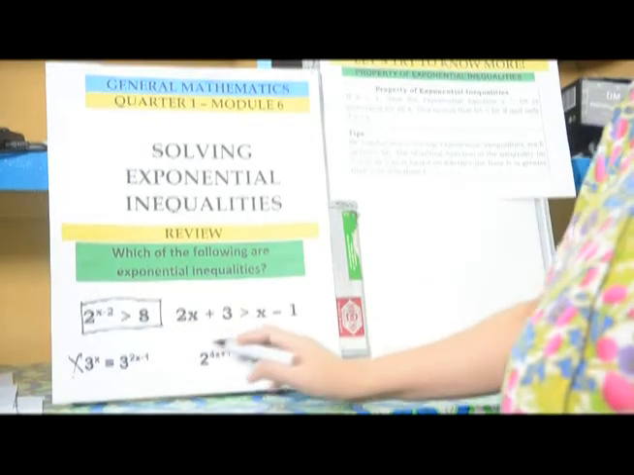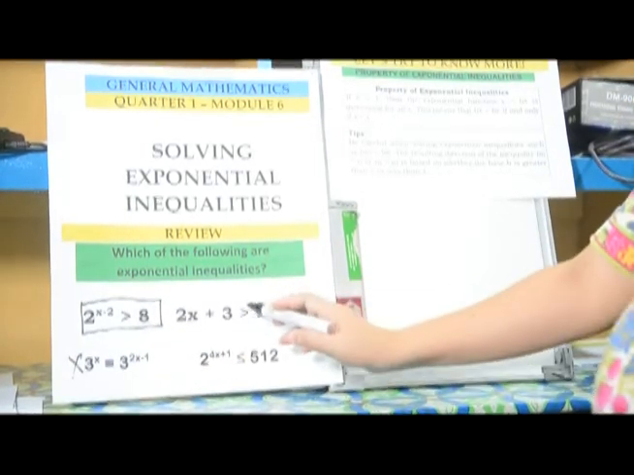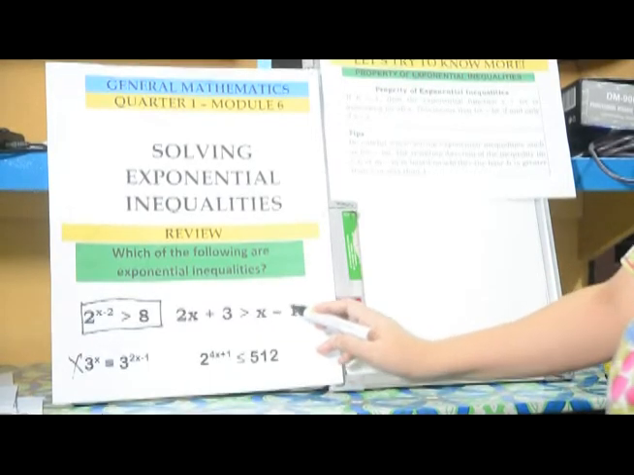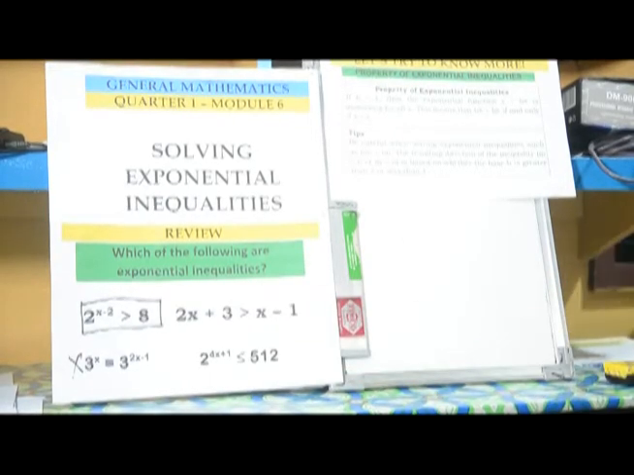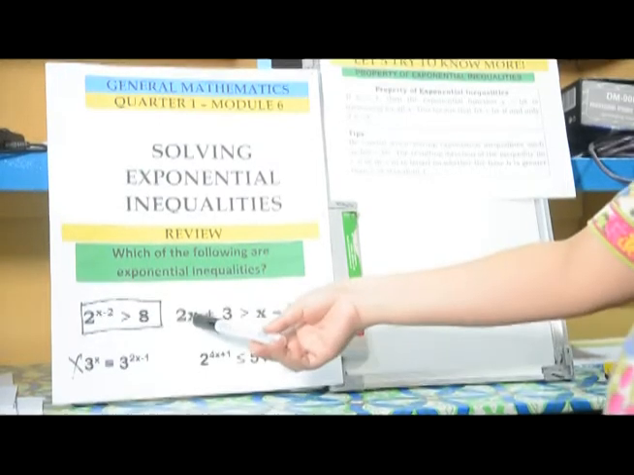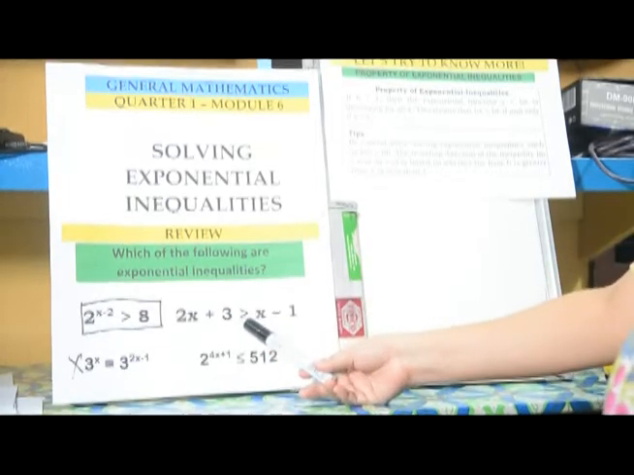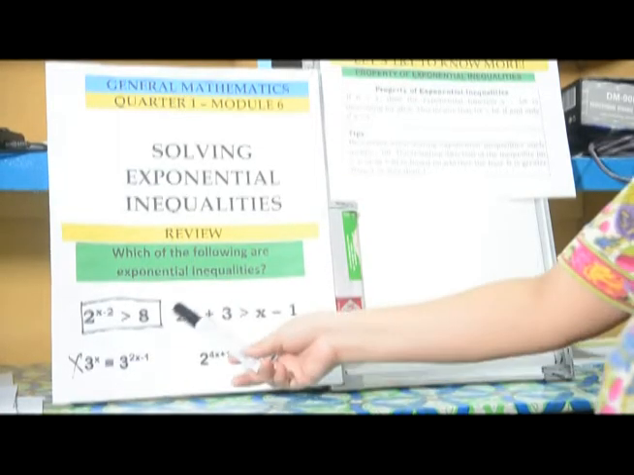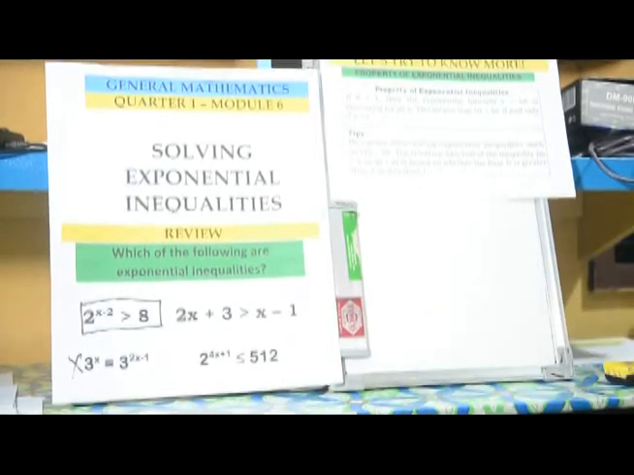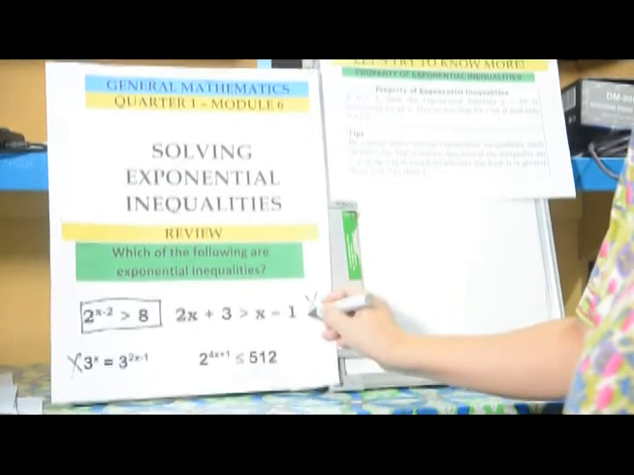And then the third example, we have 2x plus 3 is greater than x minus 1. So try to see the variable of x. It does not serve as the exponent, but there is an inequality symbol. So the whole expression is not an exponential inequality. So this one is x.